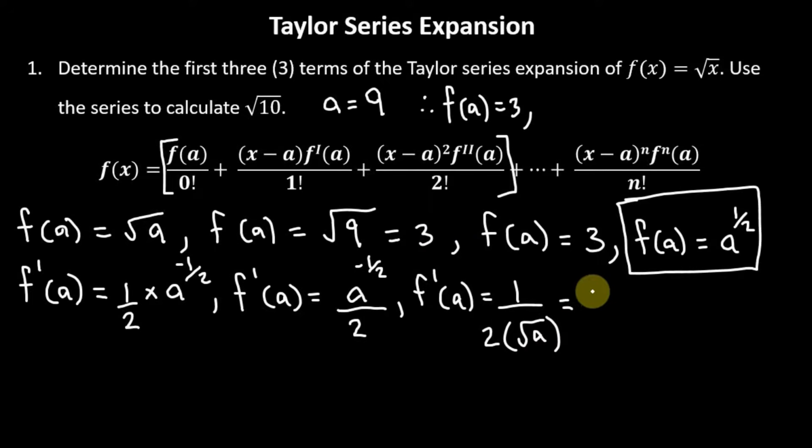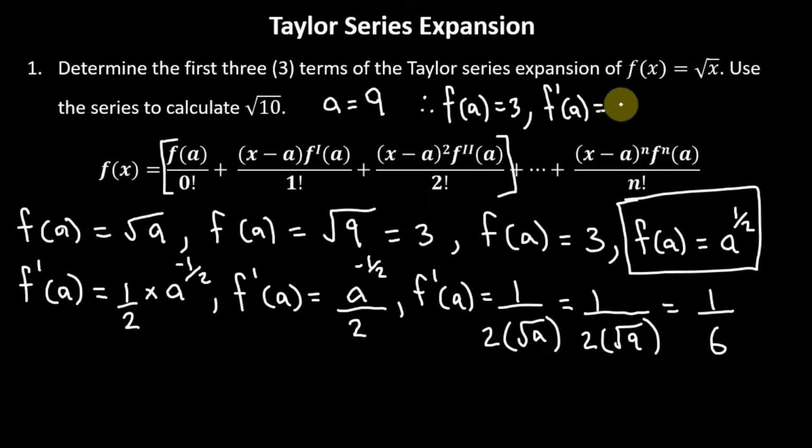So we'll have 1 over 2, and in brackets we'll have the square root of 9, and this will be equal to 1 over, let's see, the square root of 9 is of course 3. 2 times 3 is 6. So therefore the first differential of f of a is equal to 1 over 6, and I'm going to write that here. Alright, and we are going to continue.